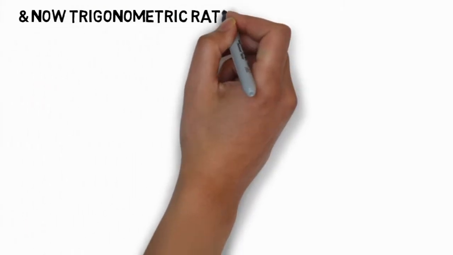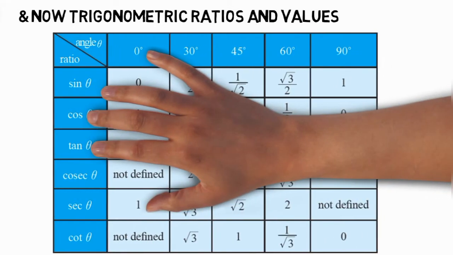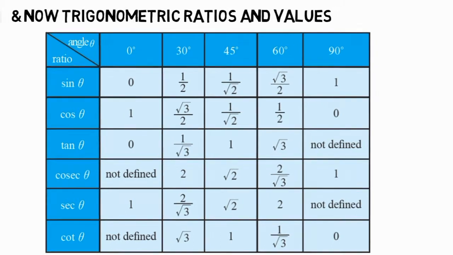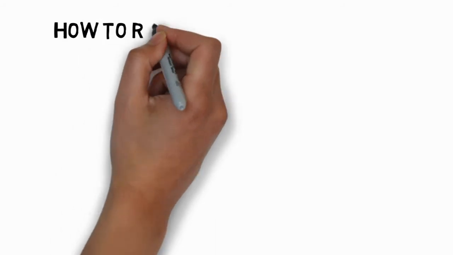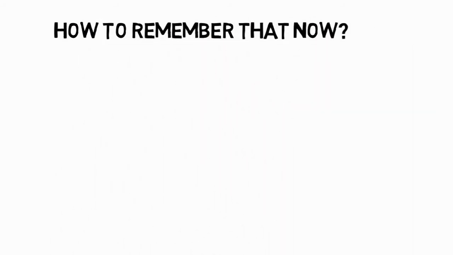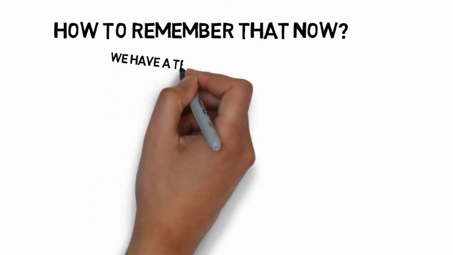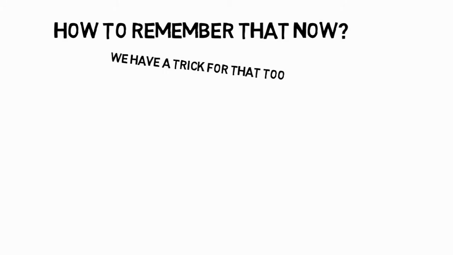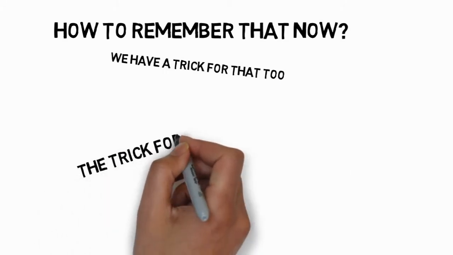And now trigonometric ratios and their values. We have the angles 0 degree, 30 degree, 45 degree, 60 degree and 90 degree. But can you remember the angles and their values? No. So how to remember that now? You would be shocked to find out that we have a trick for that, and that trick is even simpler.